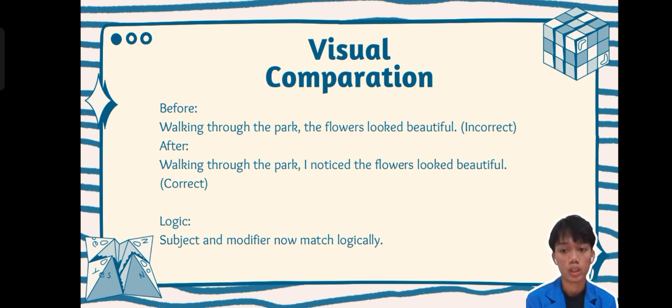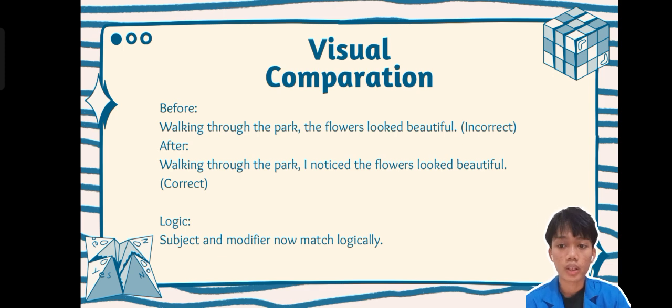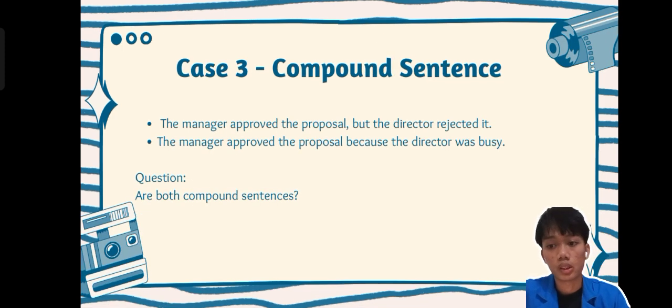Let's compare visually. Before: Walking through the park, the flowers look beautiful. And after: Walking through the park, I noticed the flowers look beautiful. The second version is grammatically and logically correct because the modifier walking now refers to the person, not the flowers.